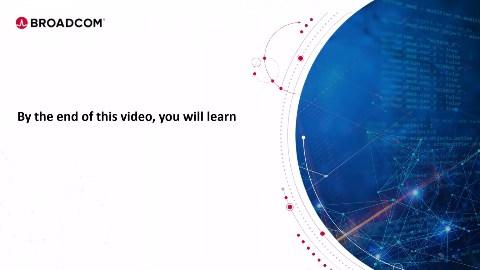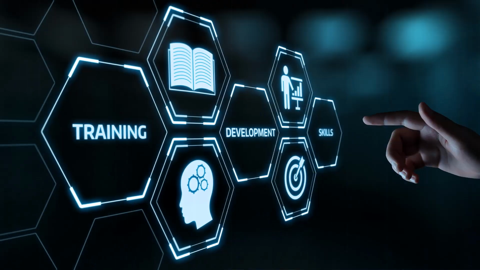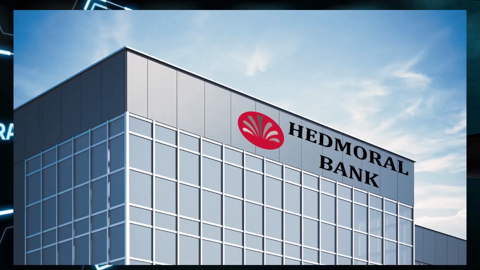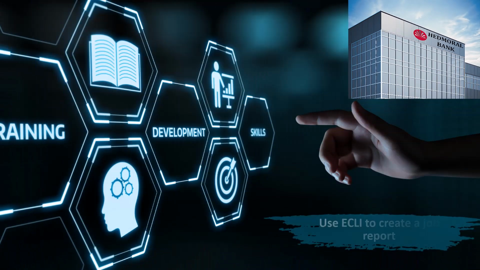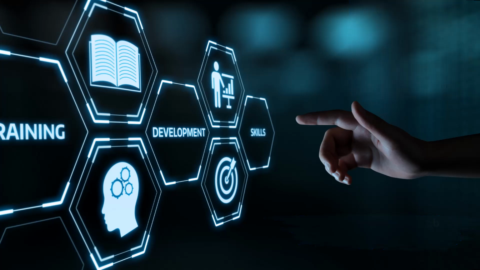By the end of this video, you will learn about the enterprise command line capability in AutoSys and how to execute AutoSys commands on a server directly from the Web UI, as well as how to save commands for later execution. To enhance the learning experience, we will use an example of a fictitious bank called Hedmoral Bank to demonstrate how and when to use the ECLI to create a job report that can be rerun by utilizing this reusable, easily accessible save commands feature.